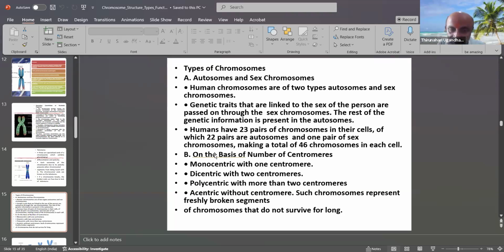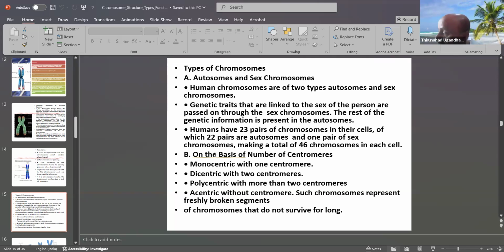On the basis of the number of centromeres present in each chromosome, there are types. Only one centromere present is called monocentric. With two centromeres, dicentric. Poly means more than two, so more than two centromeres present in a chromosome is called polycentric. Then there is also acentric, without centromeres. So there are four types of chromosomes based on the centromere.